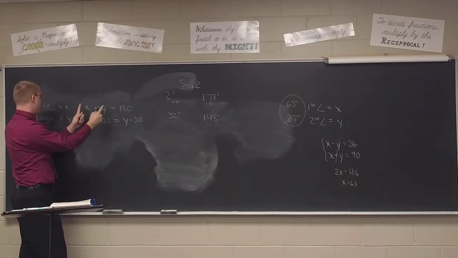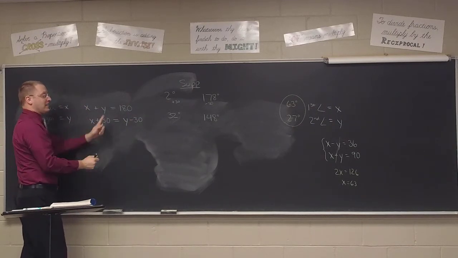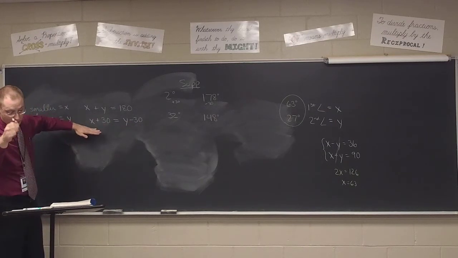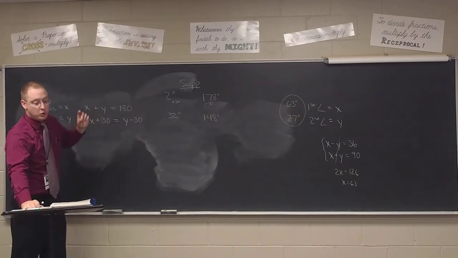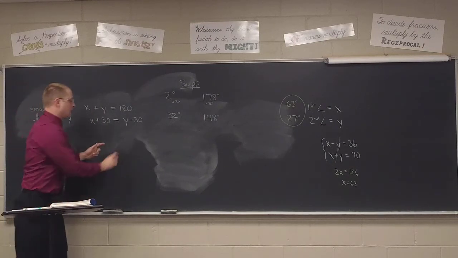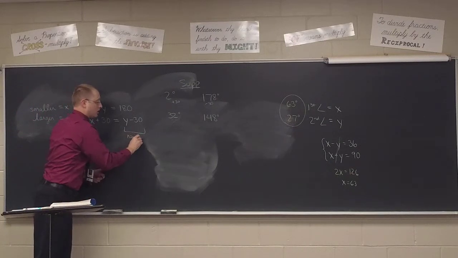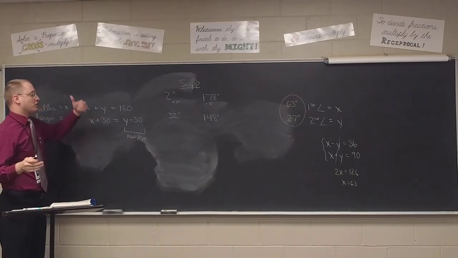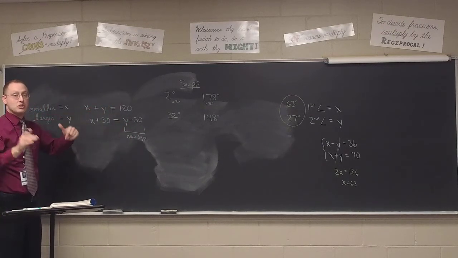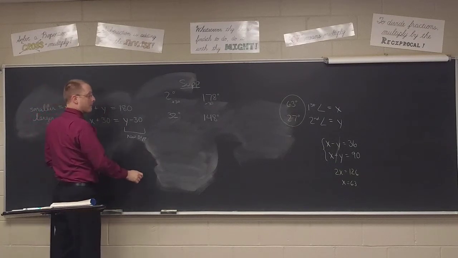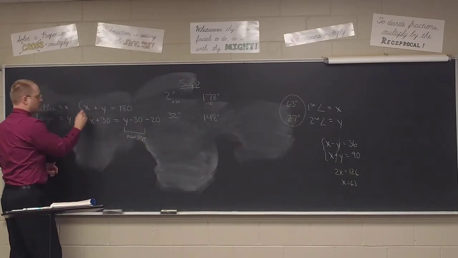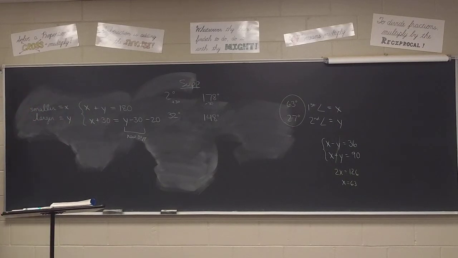But it doesn't say that the smaller angle increased by 30 equals its new supplement, but rather the increased angle, increased by 30, becomes 20 degrees less than its new supplement. Does that make sense? So to show 20 degrees less than that, I would need to put negative 20. And there's our system.